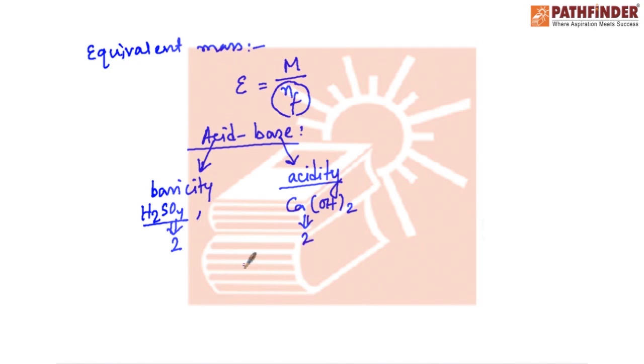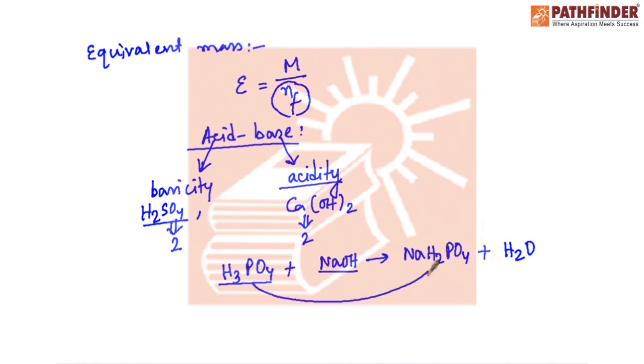Now, for a fair discussion, if an equation is given like this, H3PO4 plus NaOH producing NaH2PO4 plus H2O, in this reaction, as you can see, only one H+ of H3PO4 is being replaced by Na+. So if I am considering this reaction particularly, the n factor should be 1. There are 3 ionizable protons in H3PO4, but in general you need to consider, according to the given equation, that it should be 1.